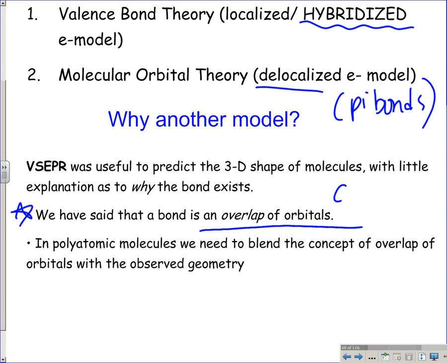So when I draw C bonded to H, yeah, there's two electrons there, but what I actually mean is carbon has an orbital and hydrogen has an orbital, and this shared space right here in the middle is where the two electrons exist. That's what a bond is in this theory.